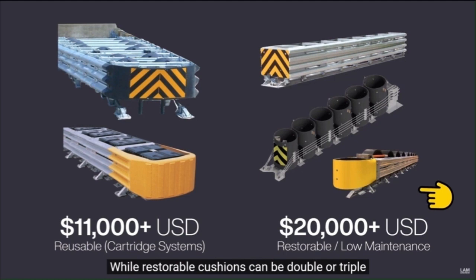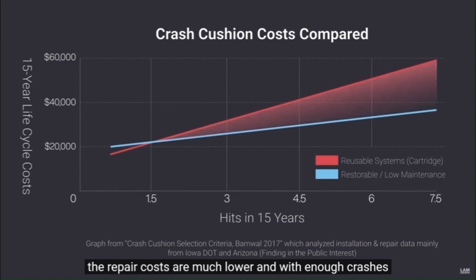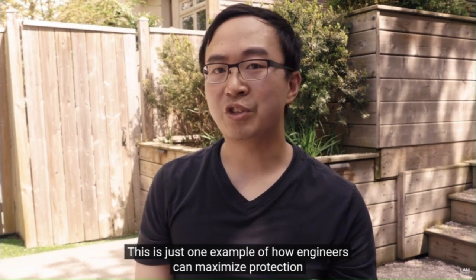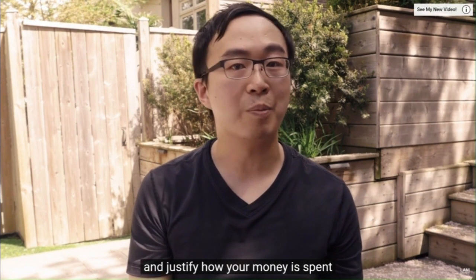While restorable cushions can be double or triple the price of units that use replaceable cartridges, the repair costs are much lower, and with enough crashes, restorable units save money in the long term. This is just one example of how engineers can maximize protection and justify how your money is spent.